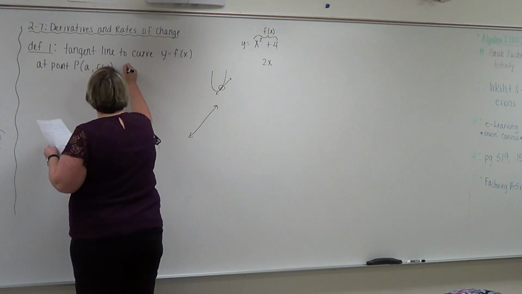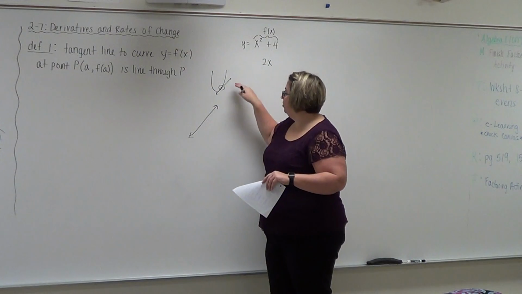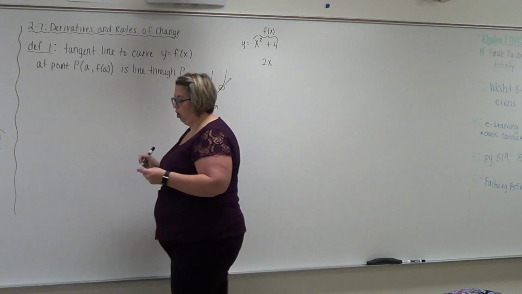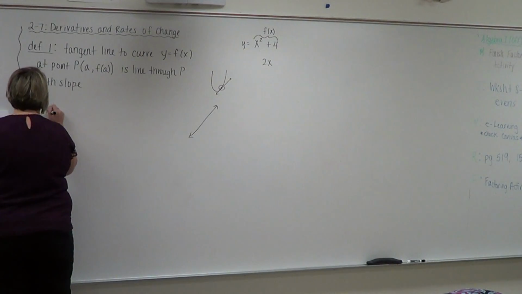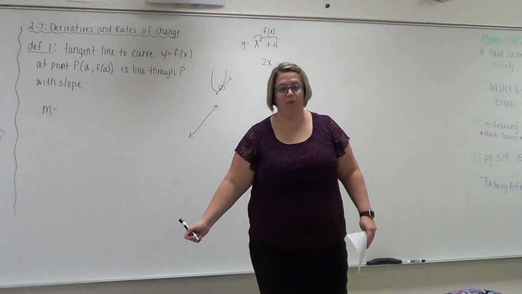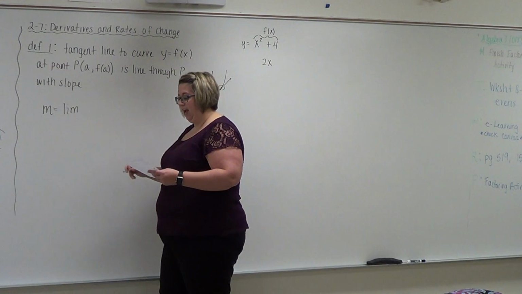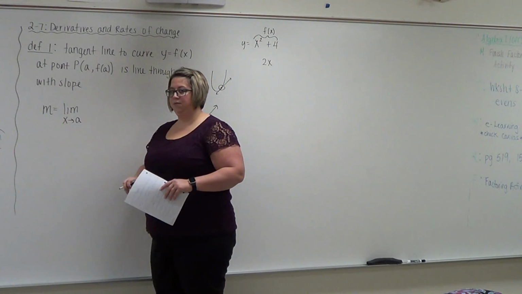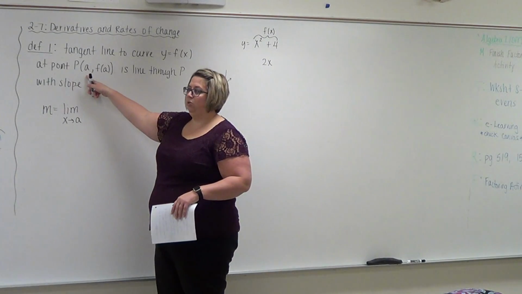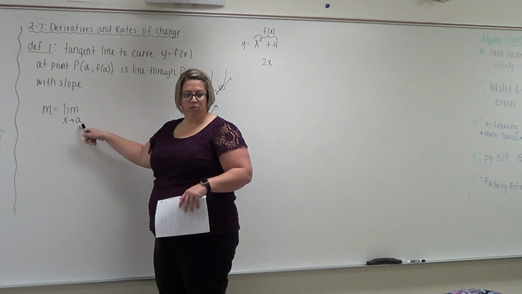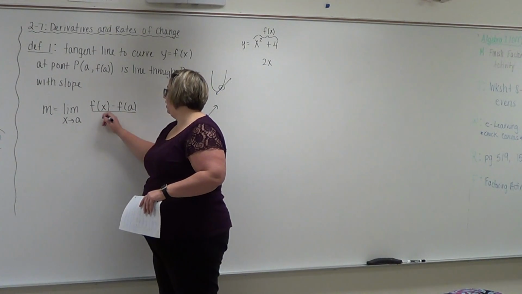At point P is a line through P. So we're talking about how you find the tangent line. Now we're talking about how you find your slope, and here's the formula you need to know. You should already know that m stands for slope, right? m is the limit as x goes to a. a is just whatever your x is in the point. So if my point was (2, 4), this would be as x goes to 2. f of x minus f of a, divided by x minus a.